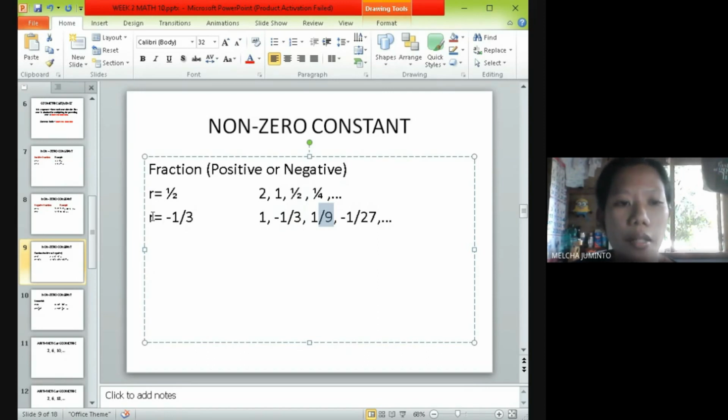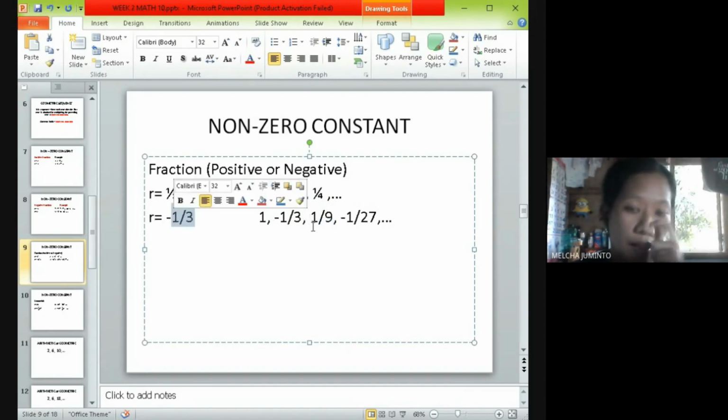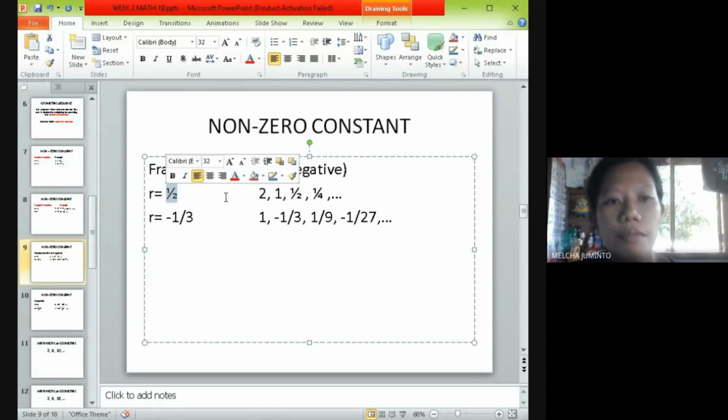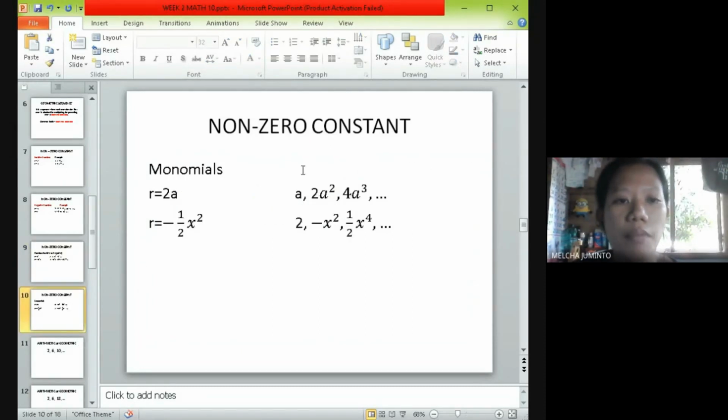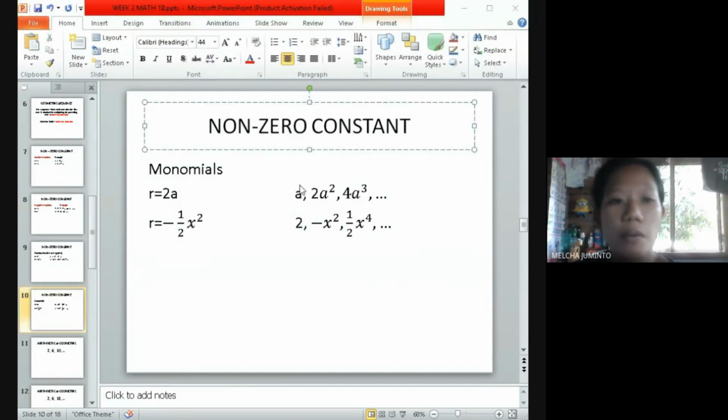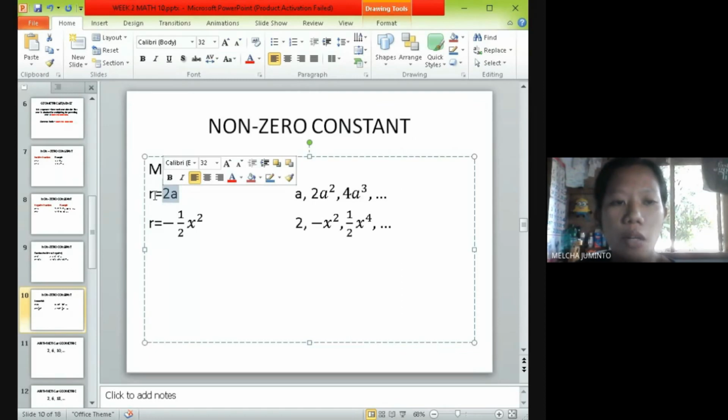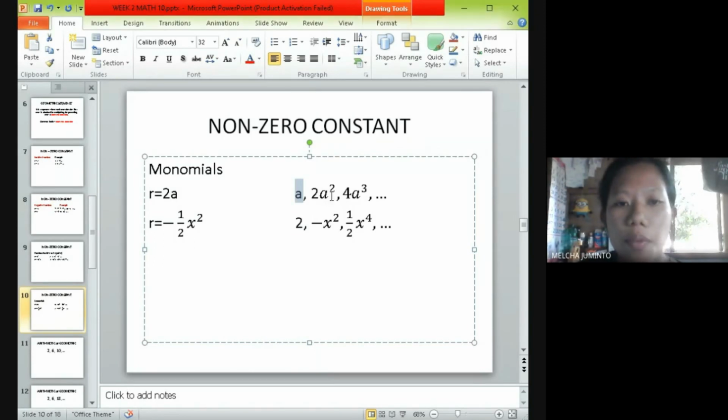So if the value of r is negative, take note that the sign is alternating. Each term has alternating sign. But if the value of r is positive, the terms are all positive. Sometimes, the non-zero constant can be a monomial. For example, 2a is the value of the common ratio. The first term is a. And then a times 2a, 2a squared. 2a squared times 2a, 4a cubed, and so on.